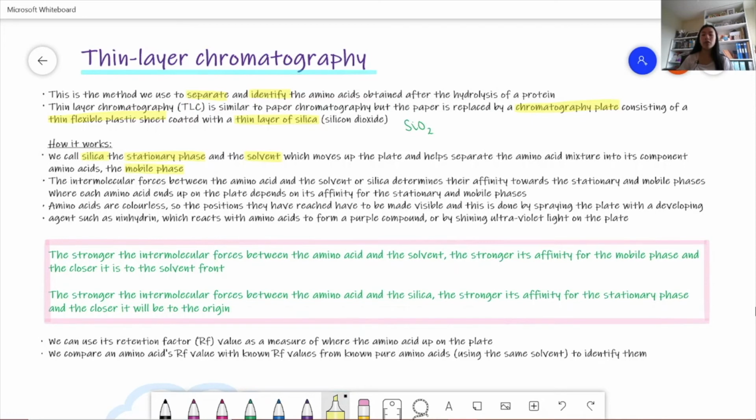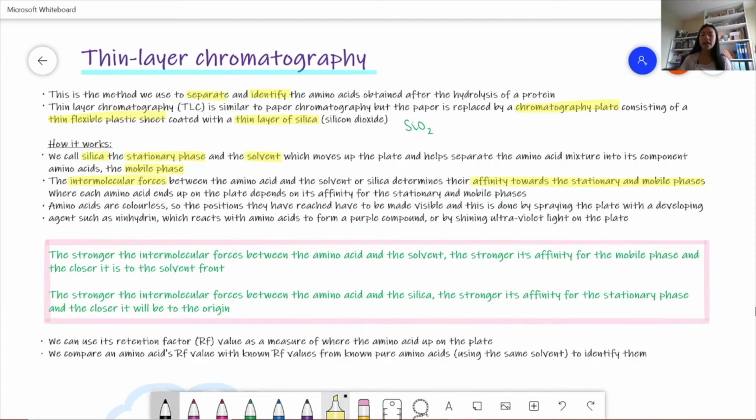And the intermolecular forces between the amino acids and the solvent, or the silica, determine their affinity towards the stationary and mobile phases. And so what we mean by that is that, say the amino acid has a very strong intermolecular force with the solvent, for example. So that means that it's more attracted to the solvent. There are more intermolecular forces. And so its affinity towards the mobile phase, which is the solvent, is higher, just meaning that it's more likely to stick with this mobile phase.